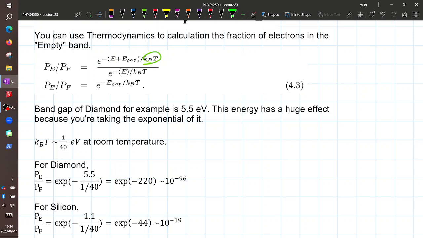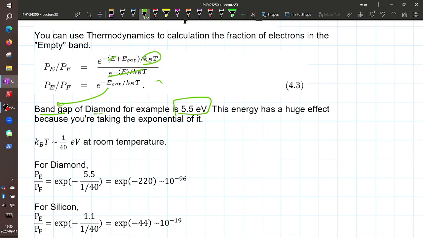But for example, diamond. You can approximate this to be just basically e to the E gap, so you can ignore this other part. Well, actually, it's not an approximation; it's exact, because these cancel out. The band gap, or E gap, for diamond is 5.5 electron volts. Not a lot of energy. It's basically 5 volts for an electron to cross a 5-volt potential.